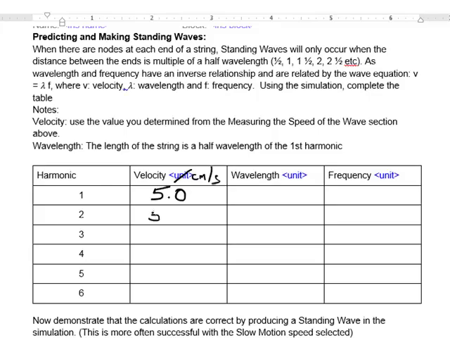And with a wave, as long as the medium stays the same, and that would be, say, the string and its tension, the speed of a wave does not change. So I can put that in for all my units here.